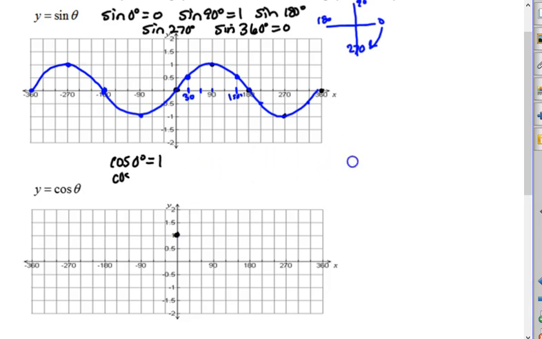Then cosine of 90 is 0. Cosine of 180 is negative 1. Cosine of 270, back up to 0. Cosine of 360 is positive 1 again. So we're back up to the top.